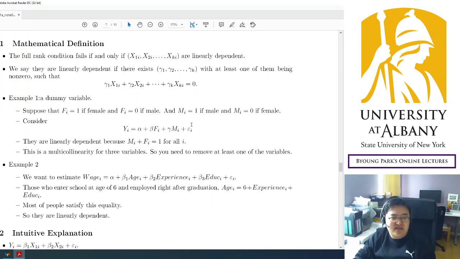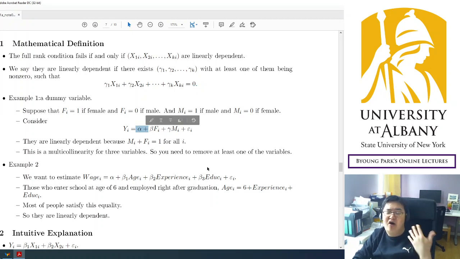By the way, I didn't say this. One possible way is to drop male, for example, but alternatively, you may drop the intercept. So the idea is, if you drop the intercept, then by these two variables, you cannot make their weighted average equal to 0, because always one of them is 1. So dropping the intercept is another way to resolve this problem.